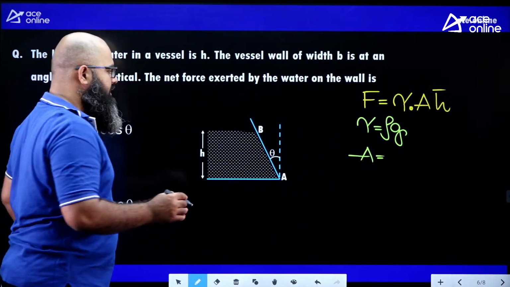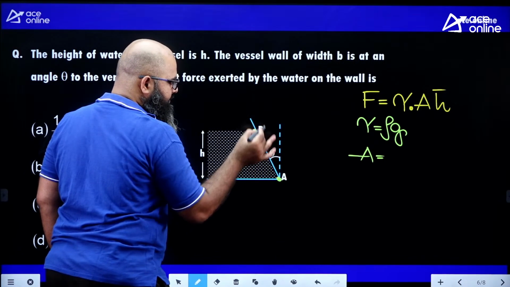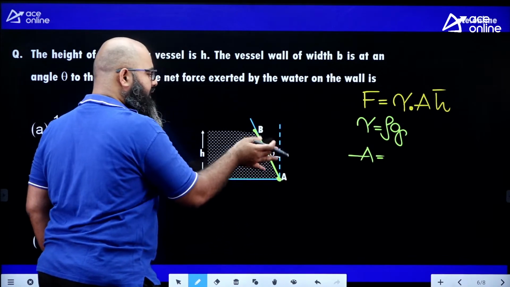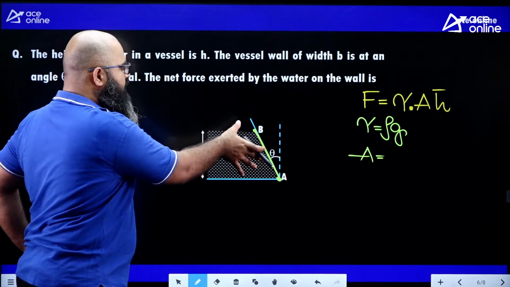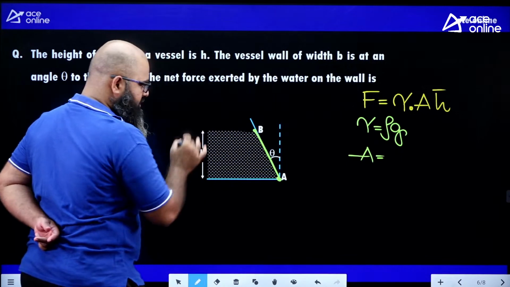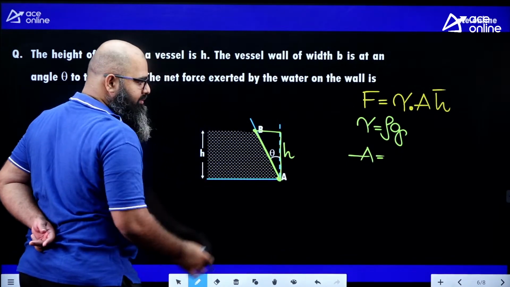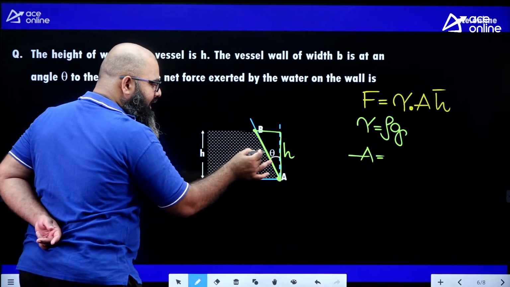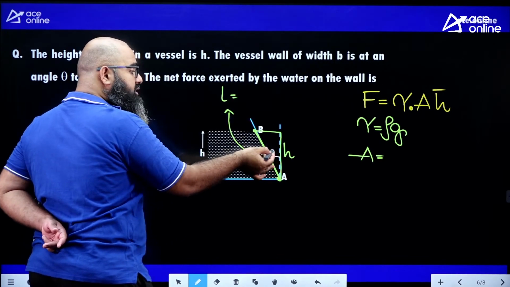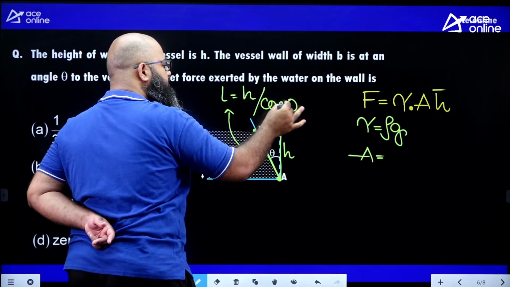The area over here has to be equal to how much? Now you see, the plate is starting from here up till here. This inclined length is the length of this particular plate, multiplied with b because the width over here is b. How much should this inclined length be? According to this diagram, if I produce this triangle, this is h. If this is h, this inclined length has to be h divided by cos theta.